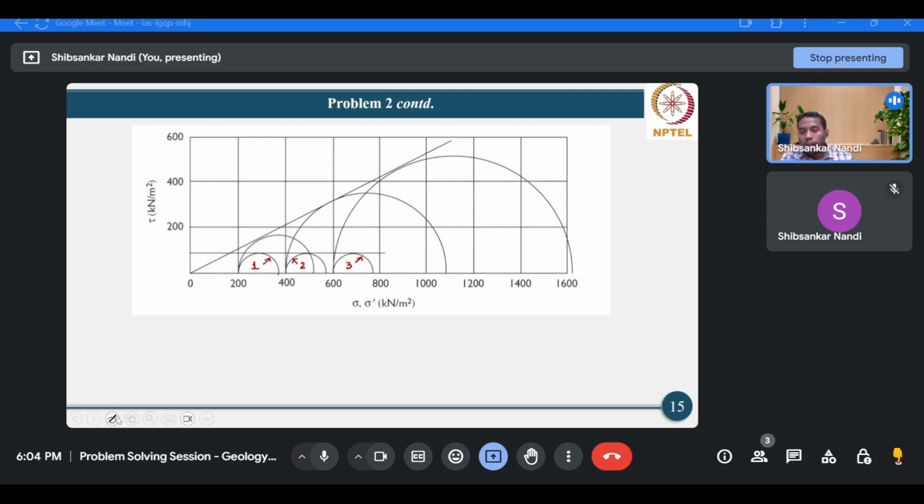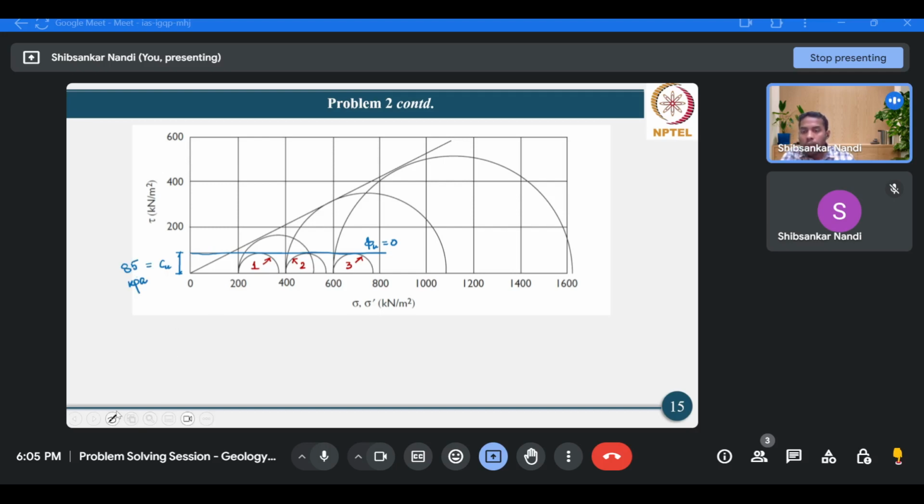Now after drawing these three Mohr circles, the line which is tangential to all three Mohr circles is drawn. As you can see, this line has zero inclination, so your phi u value is 0, and this is the undrained cohesion Cu. And what is the value of this undrained cohesion? It is approximately 85.